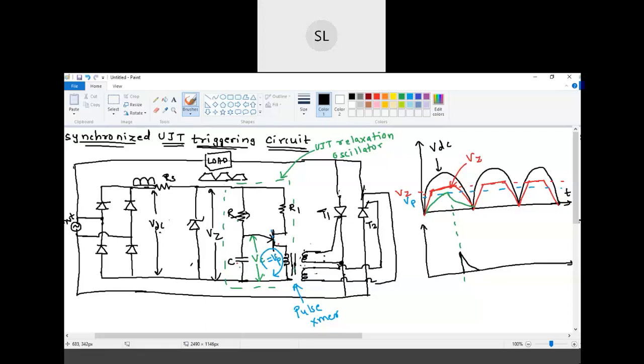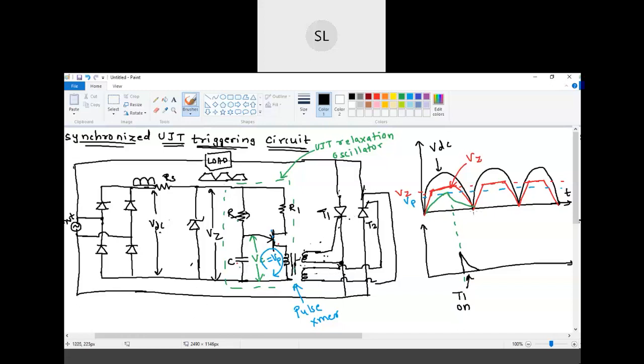So for this first half cycle, this T1 will get the triggering signal and it will be turned on. With the help of this triggering signal, this thyristor T1 will be turned on and it will carry the current. So this load current will flow through the circuit when T1 is turned on during the positive half cycle of the input. Once T1 is turned on, it will remain in the on state for the positive half cycle only.